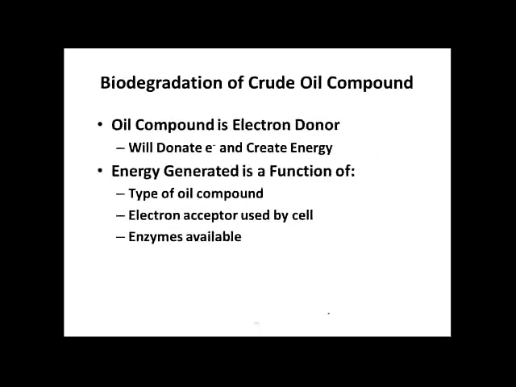Okay. So, again, to review, the oil compound is the electron donor, and the amount of energy that's generated is a function of the type of oil compound, the electron acceptor that's used, and the enzymes that are available. All right? So those are the three things that are going to be really important in dictating the amount of energy that's generated.